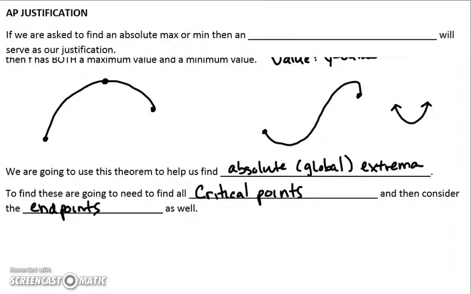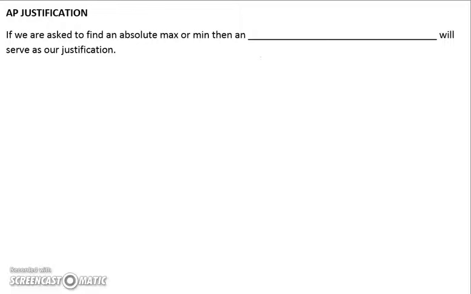Now, for our AP justification, if we're asked to find an absolute max or min, then we're just going to use an XY chart for our justification. This differs from the number line because on an XY chart, what we're going to be showing is all of the possible places where we're going to have a maximum or minimum, and then we're going to show the y values. If we're showing the y values of every possible maximum or minimum, we're showing what the actual maximum and minimum are. So our XY chart is going to serve as a justification for absolute max and min.